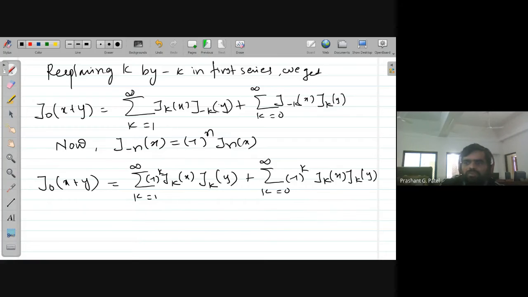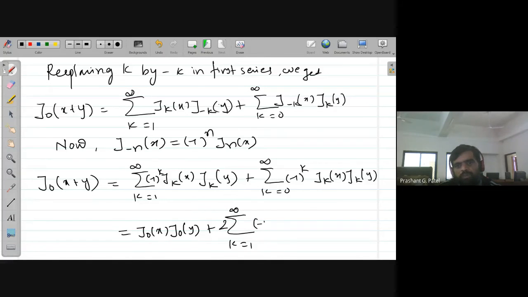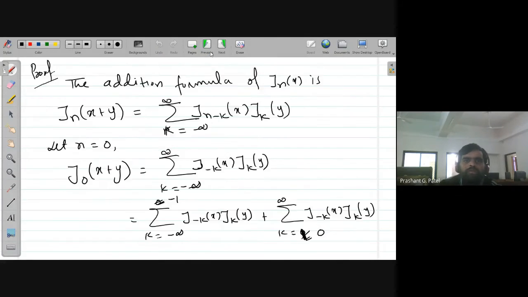And if you write both these terms combined, this is nothing but the summation. This starts from 0 and this starts from 1, and both terms are the same. So I can separate out the terms having the 0. That is J0 of x into J0 y plus the summation k running from 1 to infinity. That summation will come two times: minus 1 raised to k Jk x Jk y. And hence we have done what we need to prove.